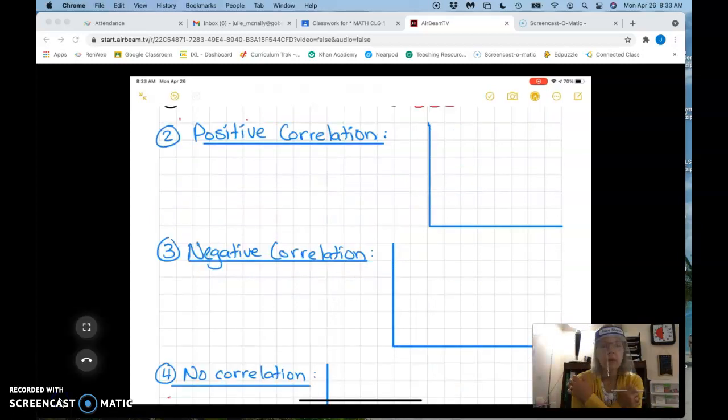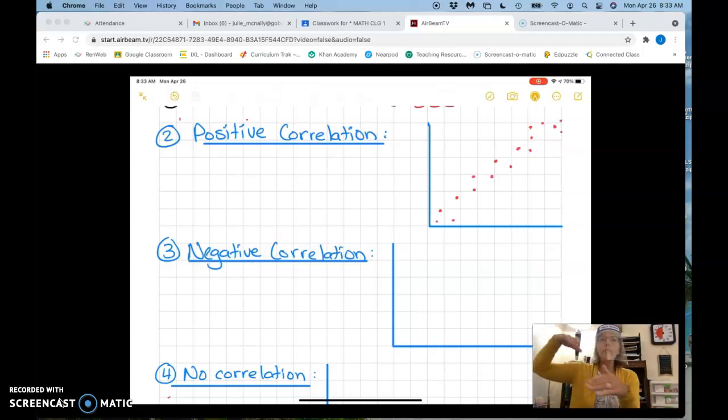So when we're talking about scatter plots, there's 3 types of correlations that we can have. We could have a positive correlation with the data, a negative correlation, or no correlation at all. So a positive correlation looks like this. The data starts low and moves up high to the right. Okay, so it generally has a flow that moves up and to the right. That is a positive correlation.